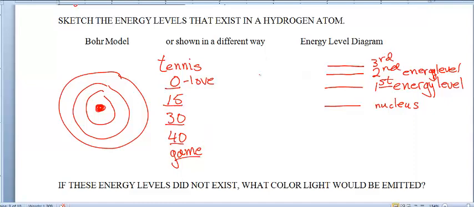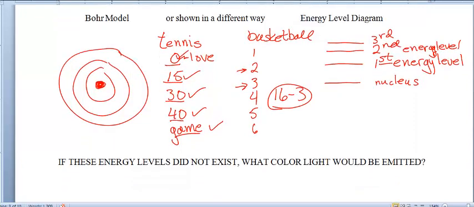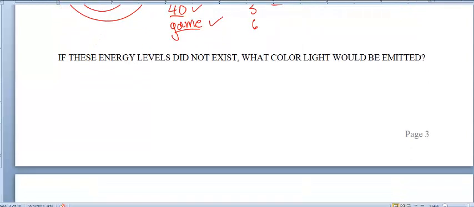But if you're playing basketball, you could score 1 point, 2 points, 3 points, or you could score 2 points twice and get up to 4, or 2 plus 3 and get up to 5, or 2 plus 3 plus 1 and get up to 6. You're going to hit every whole number on the way. So in basketball, there is not quantized scoring. They can have a score of 16-3, and you would never have that in tennis. So quantized simply means very specific places that you can stop and have a score, or for the atom, it's very specific energy levels that the atom can appear at.